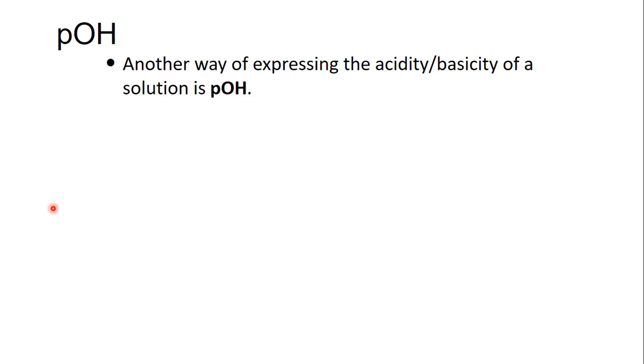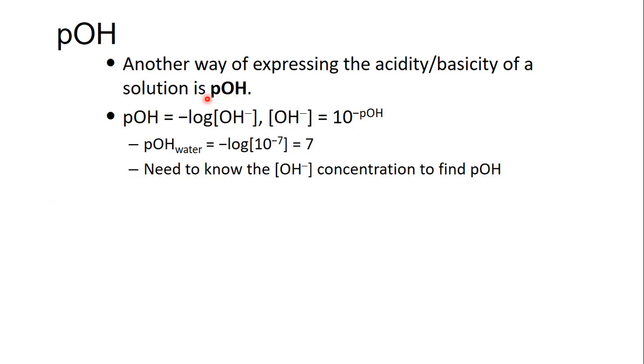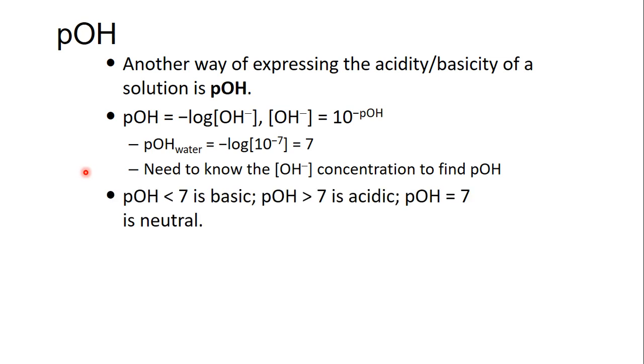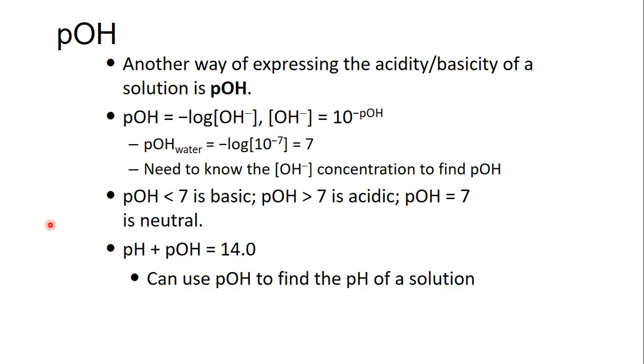Like pH, we can also have pOH, which is basically the same thing. Remember, this P means minus log. So pOH is minus log of OH. And then we can say OH equals 10 raised to the power of minus pOH, as I went through on the previous slide. And we know at neutral conditions, pOH must equal 7. So to find pOH, we need the OH concentration. So if pOH is less than 7, we're basic. We have an abundance of OH minus. pOH greater than 7 is acidic, and pOH at 7 is neutral.